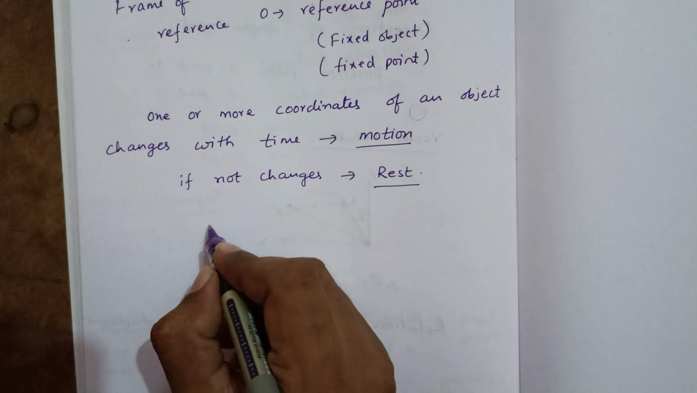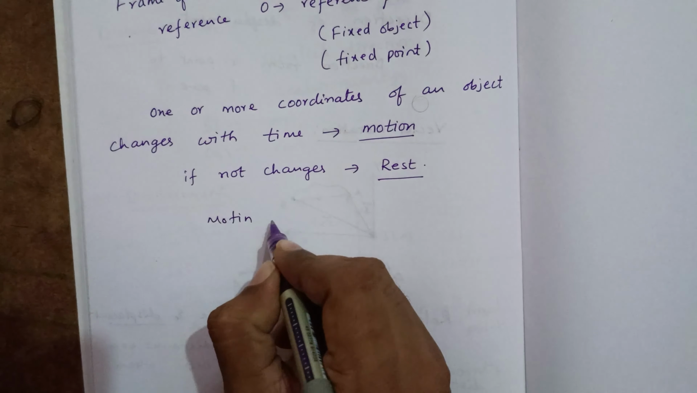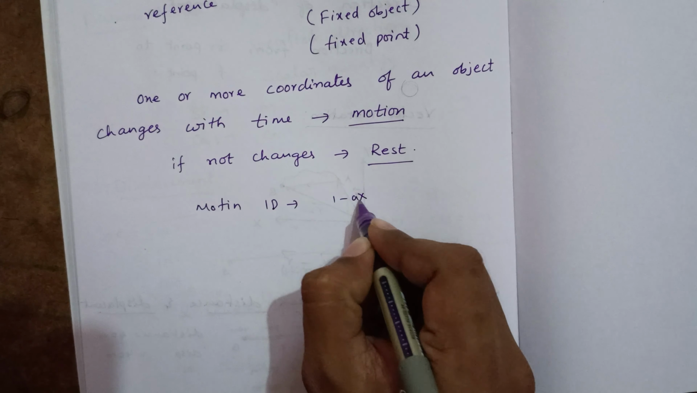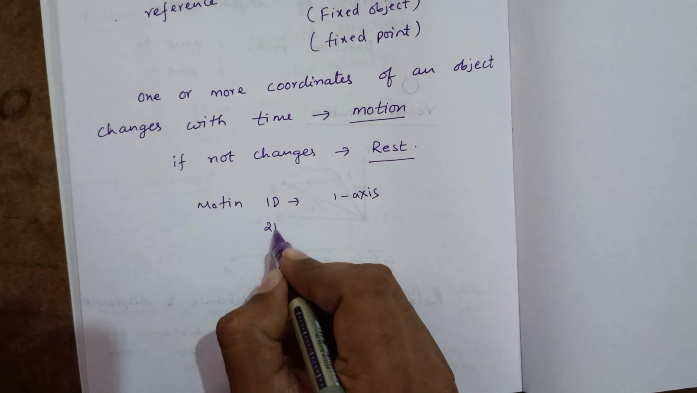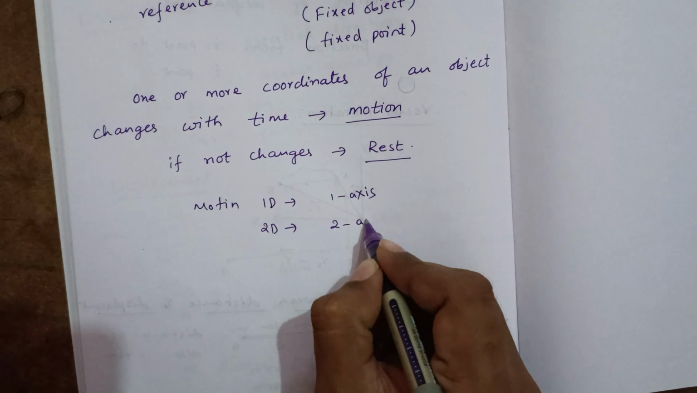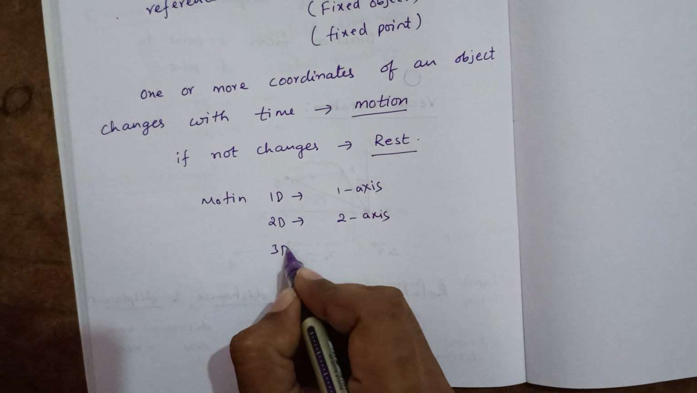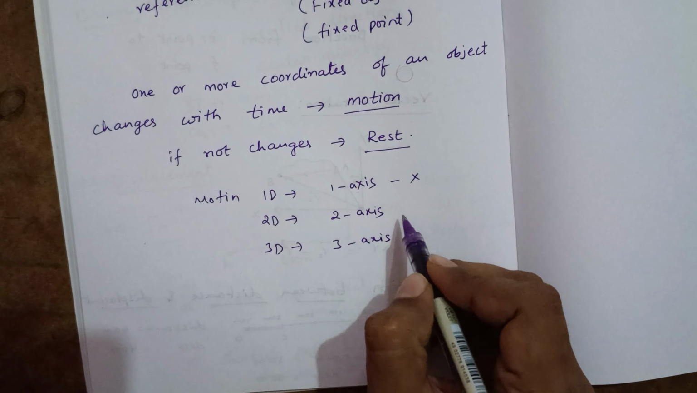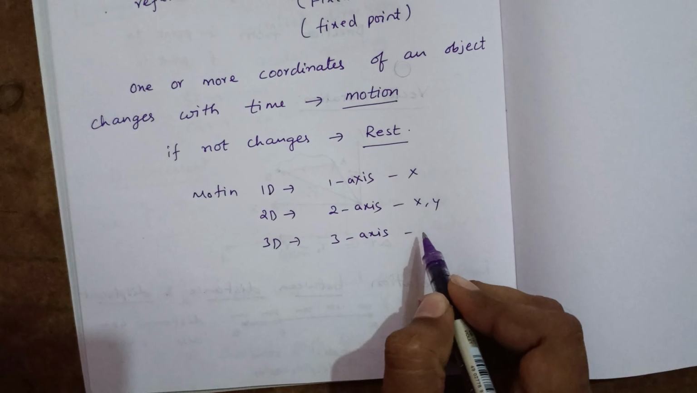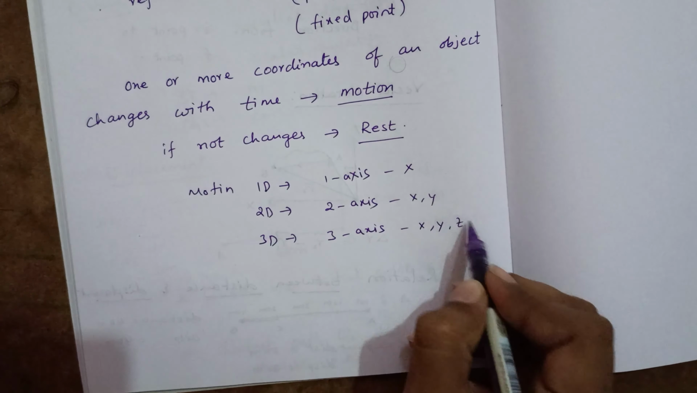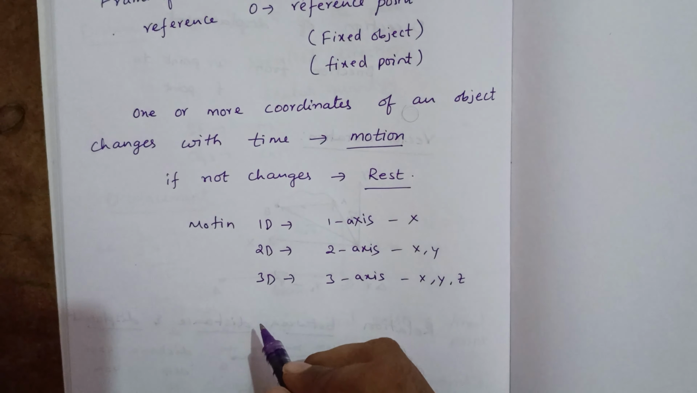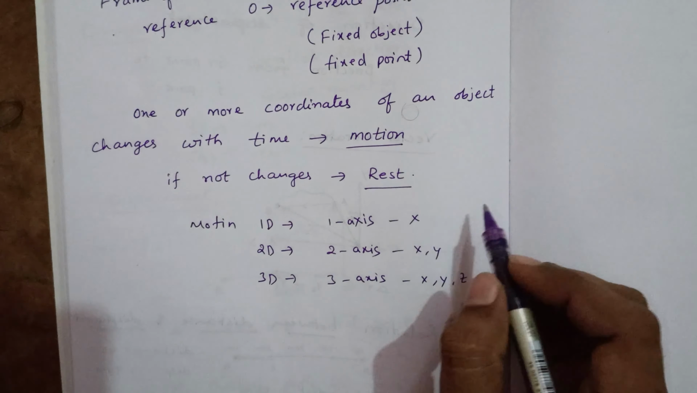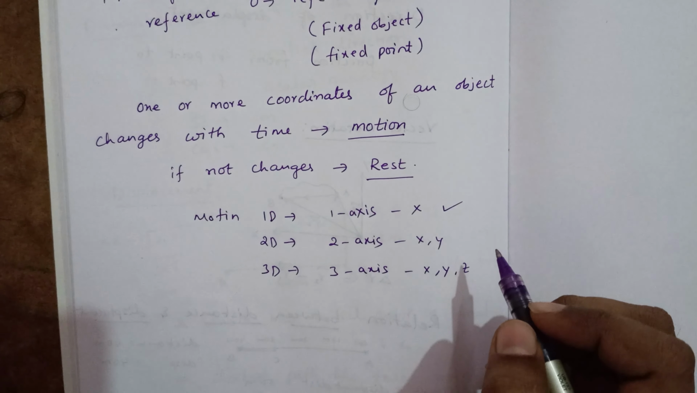If motion is one dimensional, we can take only one axis. If motion is two dimensional, we can take two axes. If motion is three dimensional, we can take three axes. Means here we can take only the x-axis, here the x and y axes, here the x, y, z axes. Now we are discussing motion in a straight line, so we can take only the x-axis.